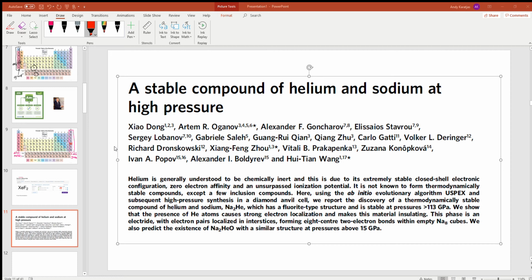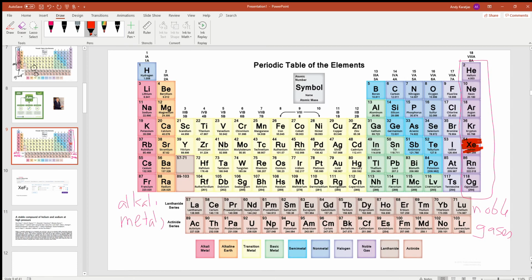And so every element on the periodic table that's able to exist, in other words, some of these elements down here, the isotopes are too unstable. They don't live long enough to actually form compounds. But in theory, any element on the periodic table can form compounds.